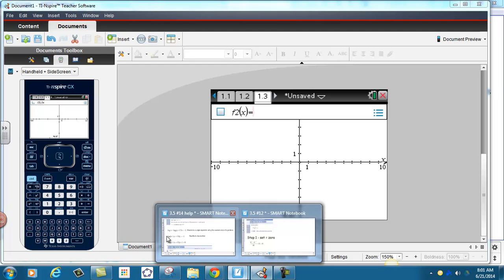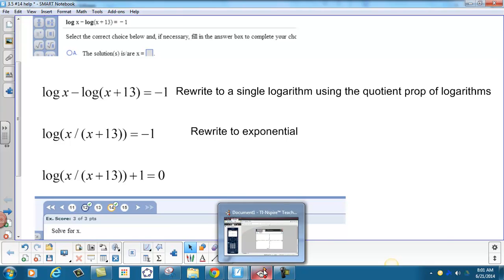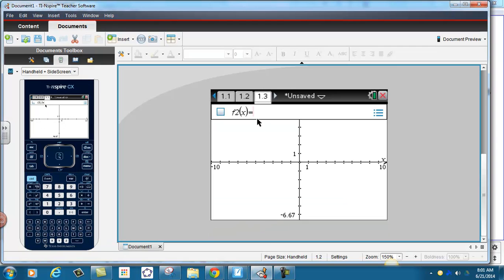And I have to be pretty careful when I type this in, because I want to type this in so that it is log, just the way that it's written here, x divided by x plus 13, and then add 1. So when I type this in, I need to make sure I use my parentheses correctly.